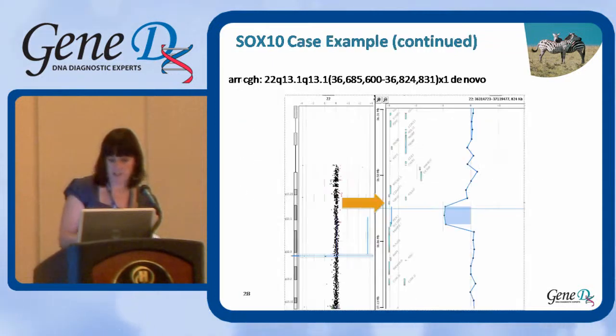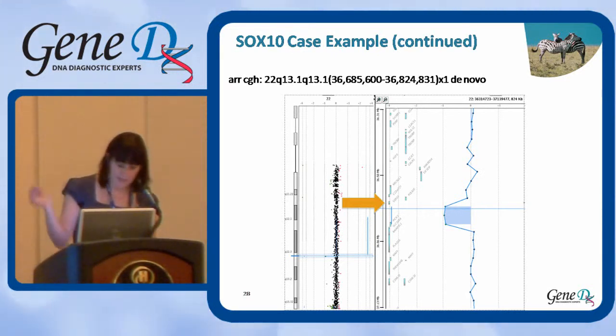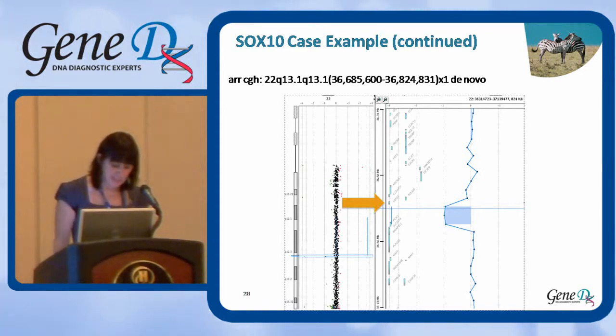Here's an image of the array CGH result, and you can see where the yellow arrow is pointed. I don't have a pointer. I think you can see the yellow arrow. It's pointing to the SOX10 gene, and it's immediately flanking the deleted interval.